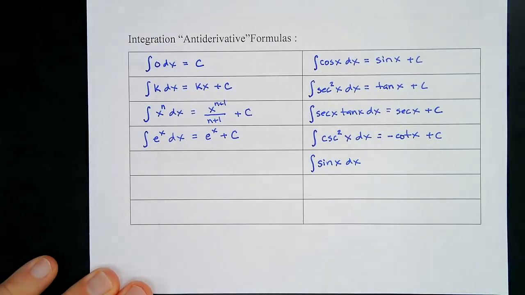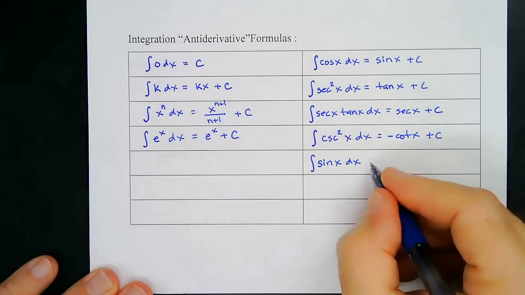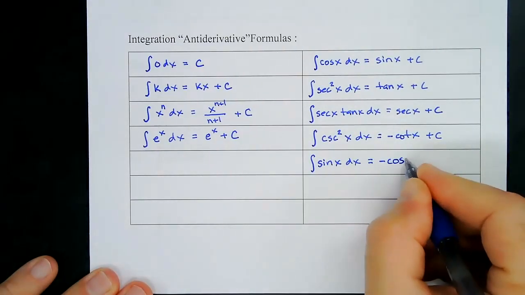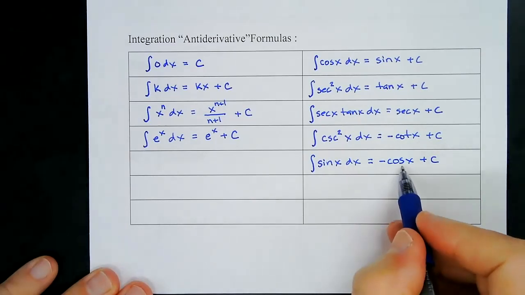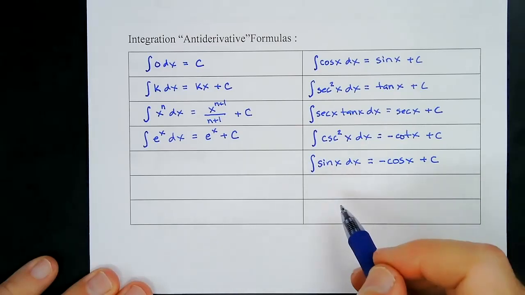So to go backwards, if I have sine of x, that must have come from negative cosine of x. So this is equal to negative cosine of x plus some constant c. Because if I take the derivative of cosine x, it gives me negative sine x, and I already have a negative, so a negative of a negative makes a positive, okay?